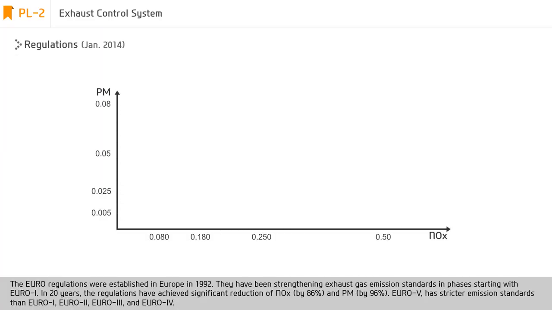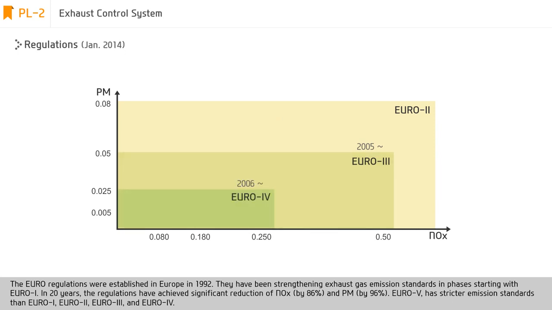The Euro regulations were established in Europe in 1992. They have been strengthening exhaust gas emission standards in phases, starting with Euro 1. In 20 years, the regulations have achieved significant reduction of NOx and PM. Euro 5 has stricter emission standards than Euro 1, 2, 3, and 4.